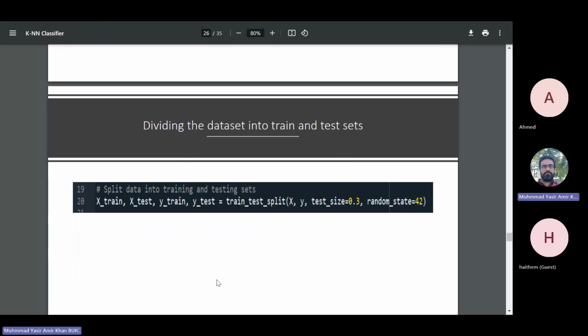So yes, Ahmed, are you following this code up till now? Mm-hmm.